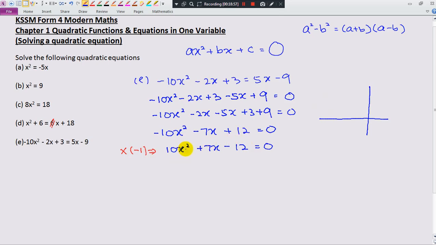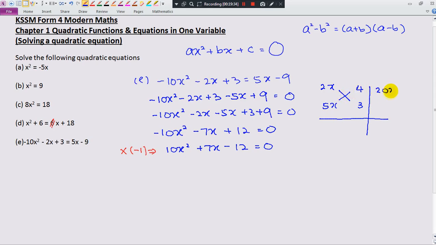Okay, so 10x squared can be 10x times x, it can be 2x times 5x, right? So I just take 2x times 5x. Okay, the negative 12 here, I just think about 12. So it can be 6 times 2, 2 times 6, and so on, right? Okay, here, let's say I try to use 4 times 3. So I do not put any sign here. Later only I decide which one I should put positive or negative.